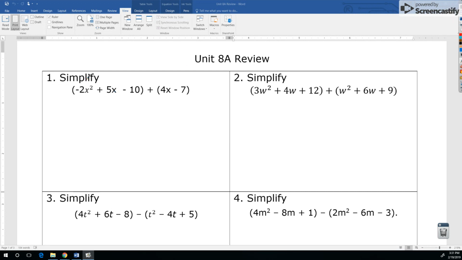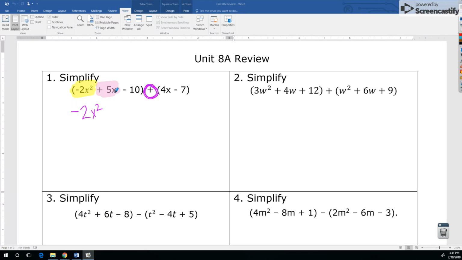So in number 1, we are asked to simplify, and I see that I have a plus sign. I'm going to be adding. So when I add my polynomials, I'm looking for like terms. So I'm going to highlight everything that has an x squared, and it looks like I only have one. So I'm just going to leave negative 2x squared all by itself. I can't combine it with anything because it's not like terms.